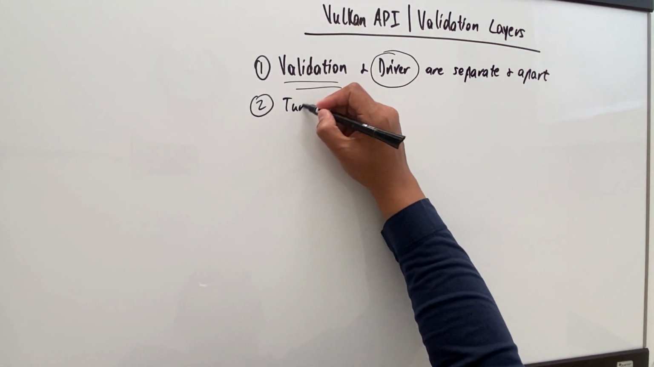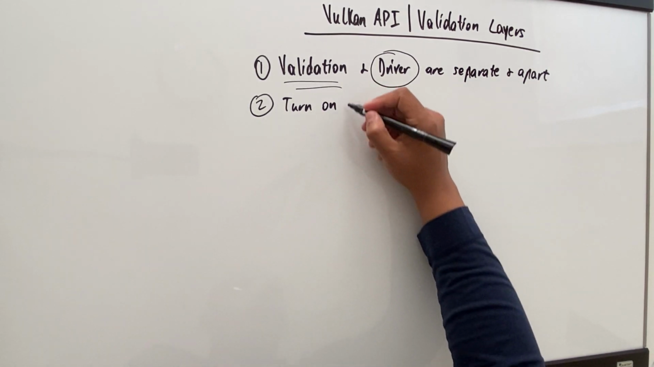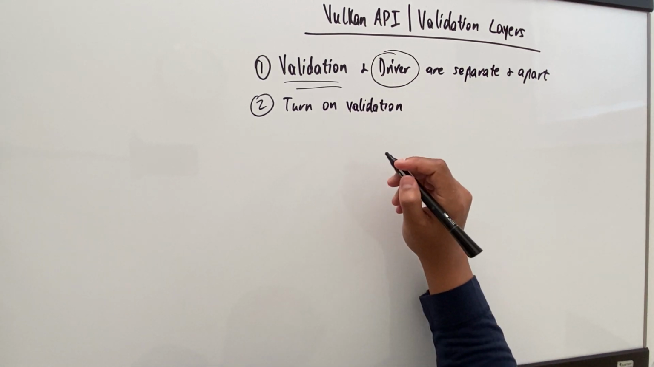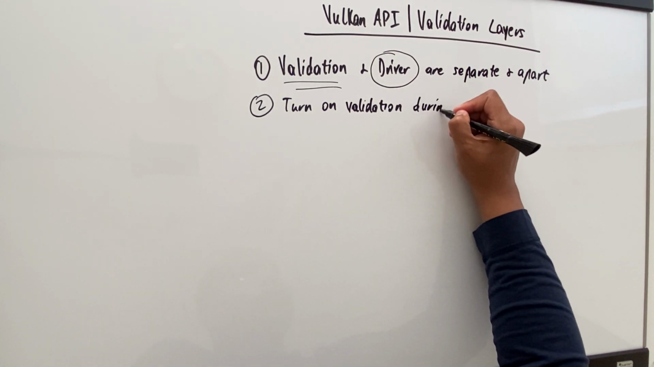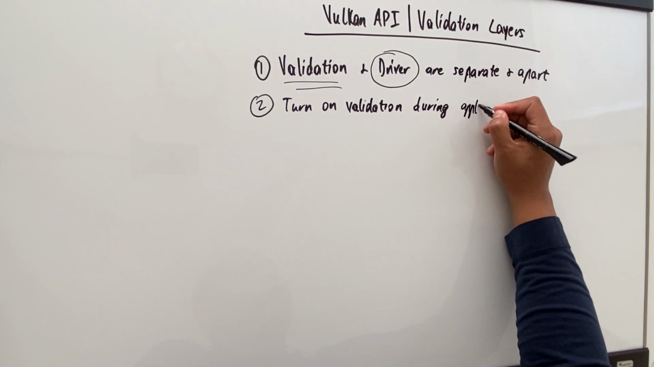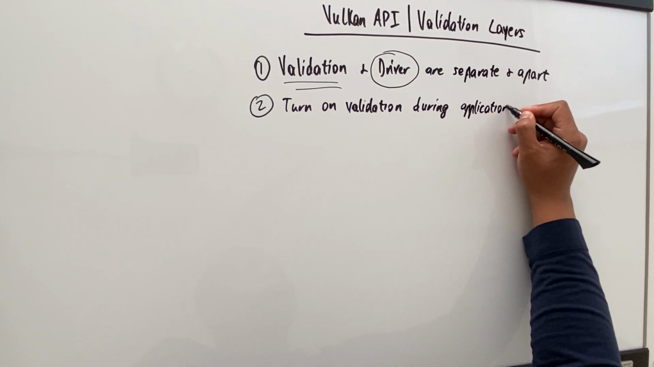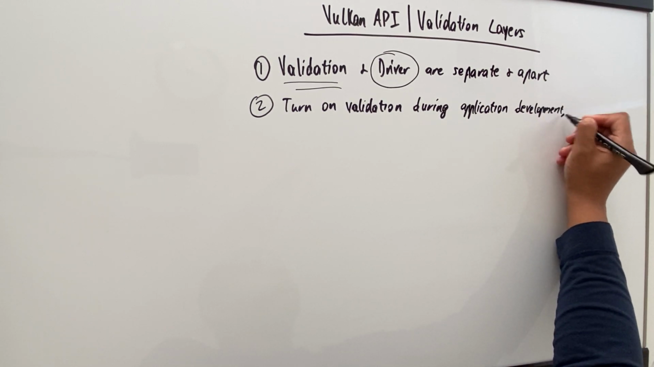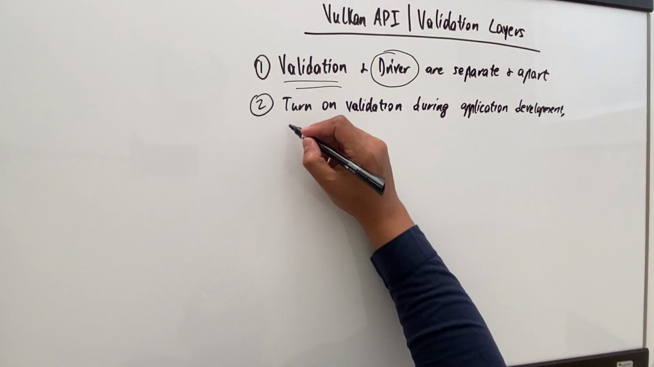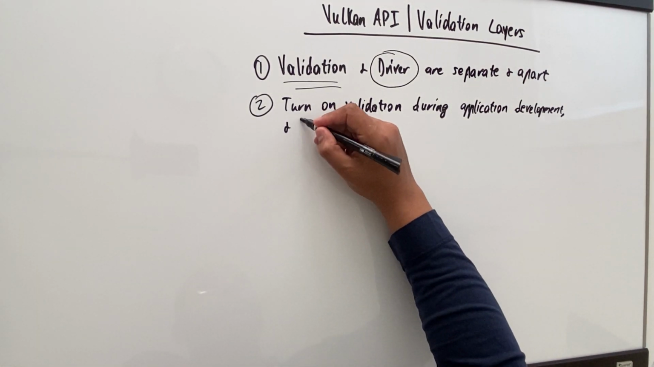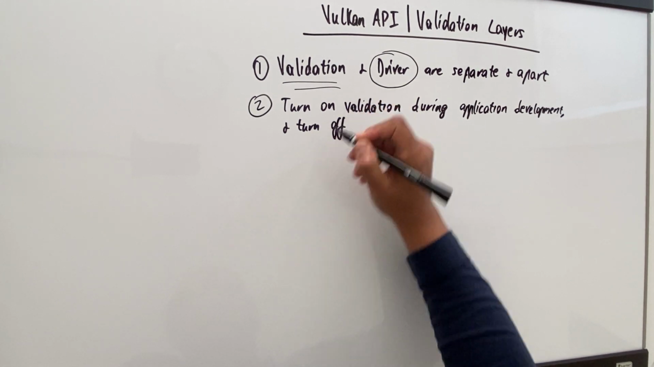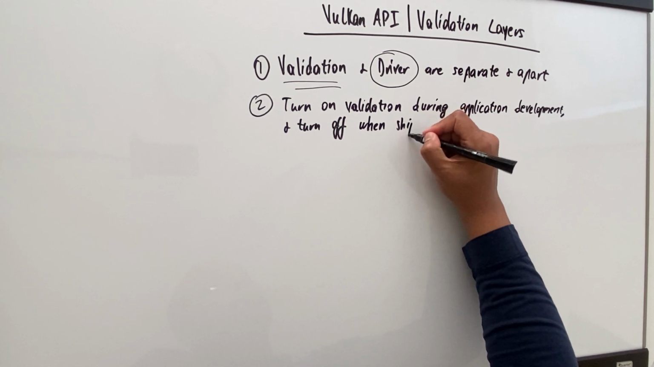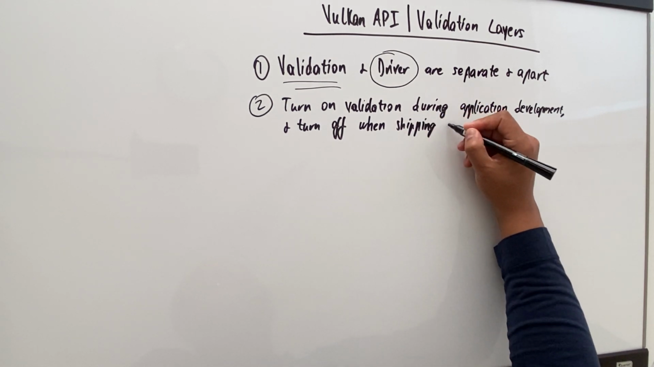The second thing I want to say is that you could turn on validation during application development and turn off when shipping product.